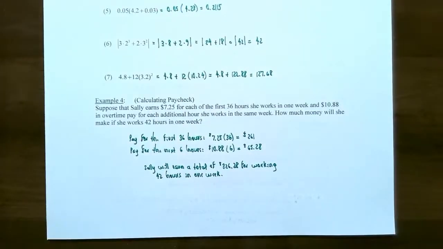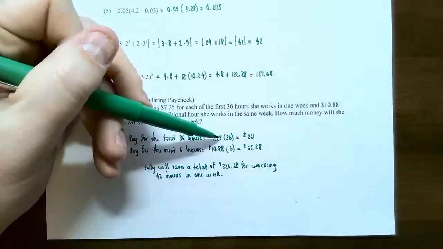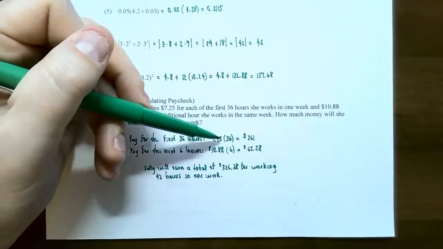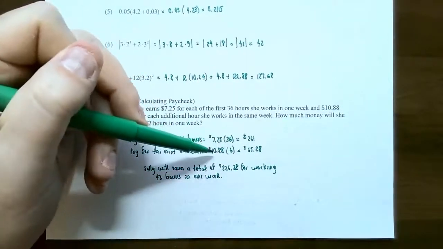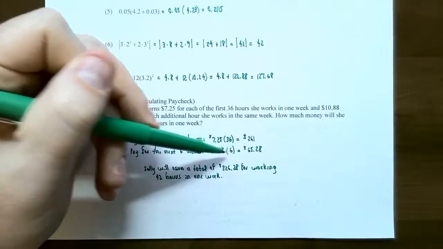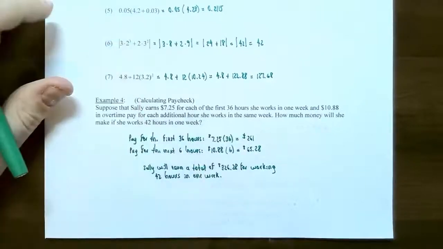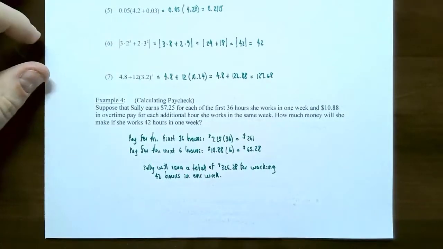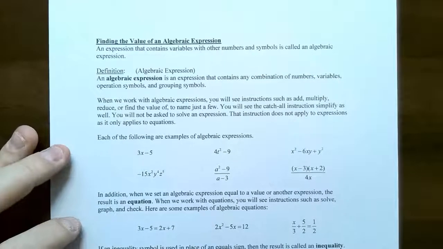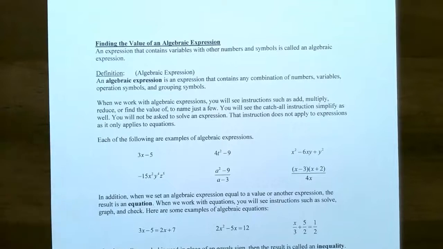So we use order of operations. We had to multiply $7.25 times 36 and $10.88 times 6 before we add it at the end. So multiplication always comes before addition. Okay, the last thing that we're going to talk about in this section is what's called algebraic expressions and how to find the value of an algebraic expression.